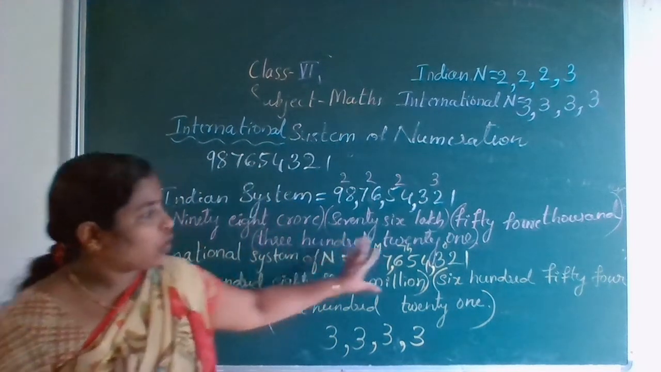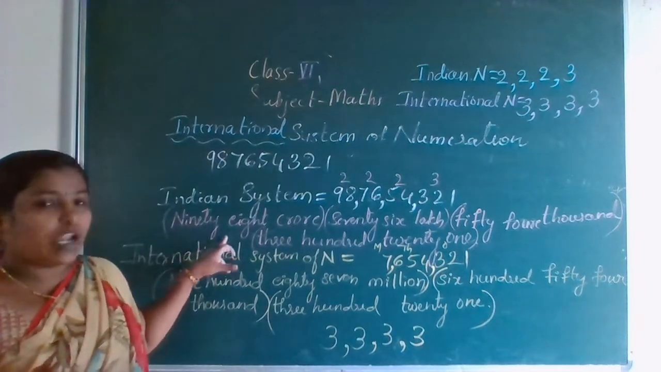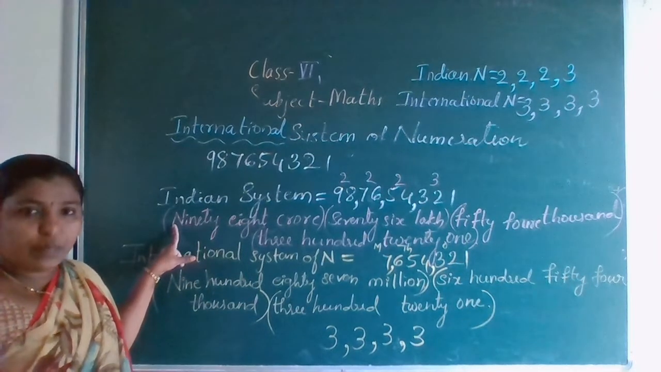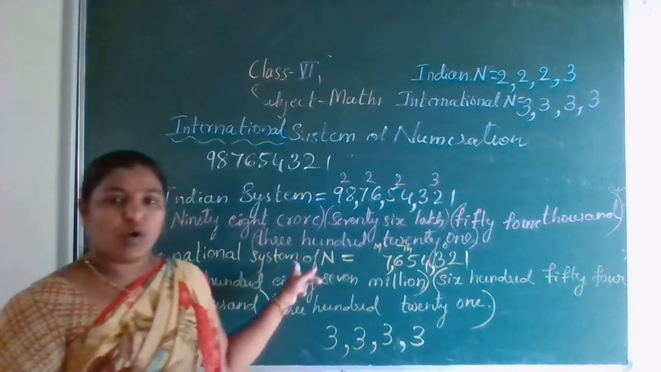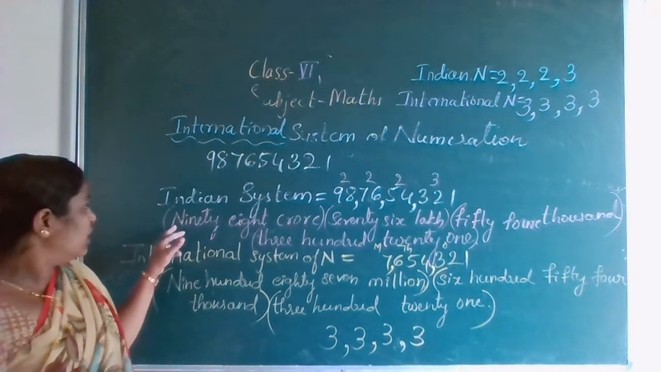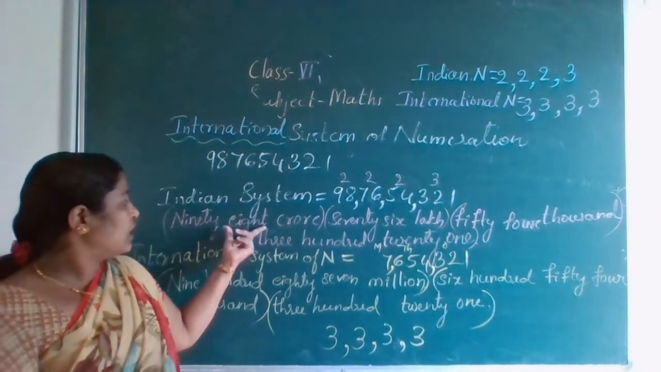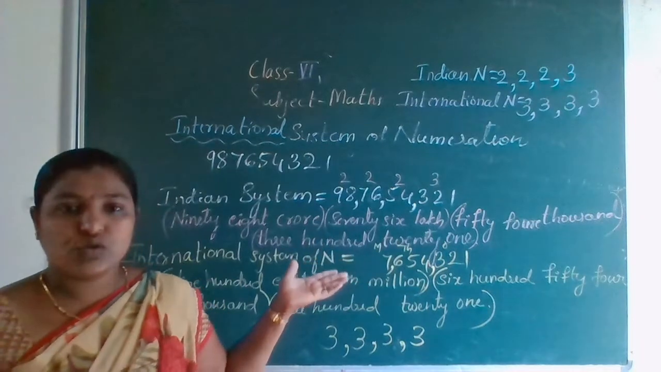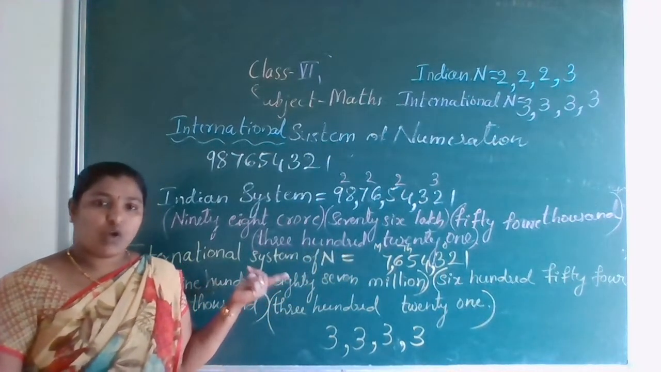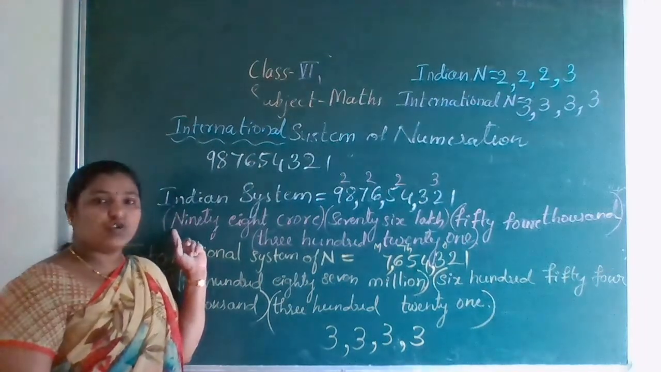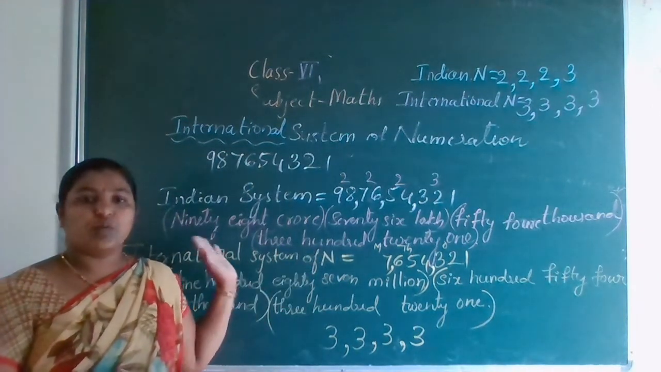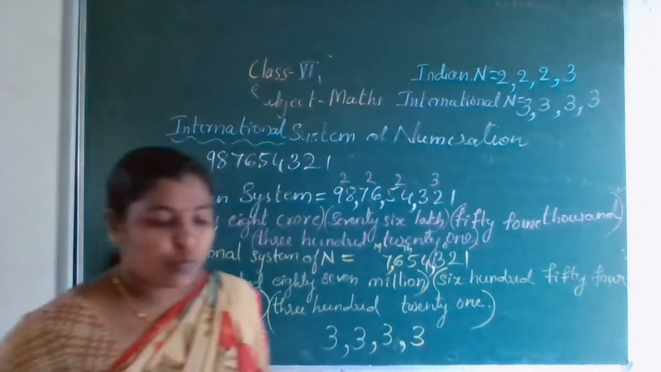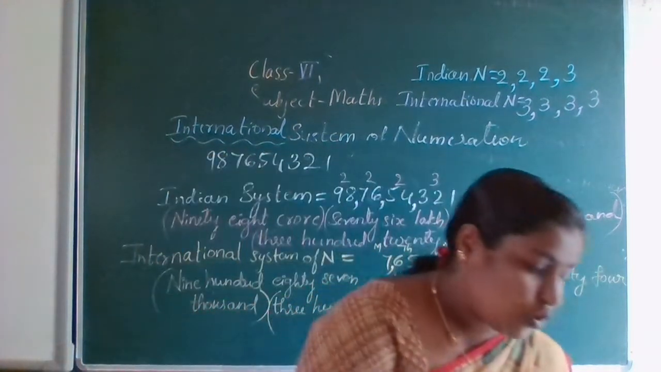Once again, one more point I wanted to tell you: how to write number names. While writing number names, only the first letter should be capital, and all the rest should be small. Got it? Some write capitals at the start of every word, and in the middle too. That is totally wrong. So only the first letter should be capital, remaining all should be small. So this is how to write the number names. This is all about the Indian system of numeration, and then we will go for the textbook.